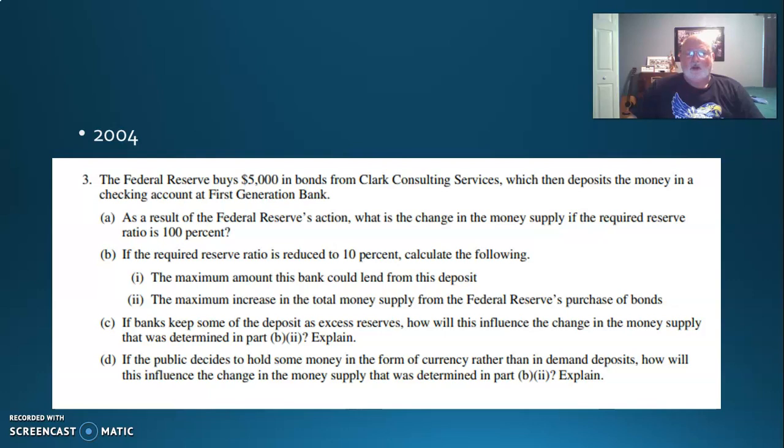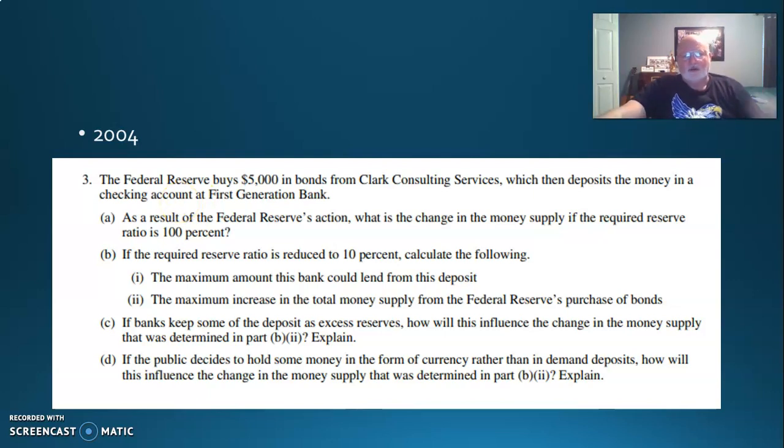And D is basically the same thing. The public decides to hold some in the form of currency rather than demand deposits. This is what I said on the last one. If people decide, hey, I want some cash, I'm just going to hold on to it rather than put it in my checking account, the money supply will not expand to the full 50,000. And explain: if people hold some of the money and don't put it in a checking account, it does not get multiplied. Okay, moving on.